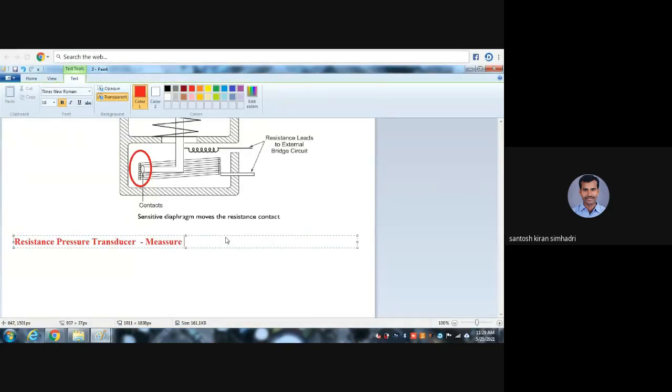Yes, measurement. Lahari, are you listening to the class, amma?